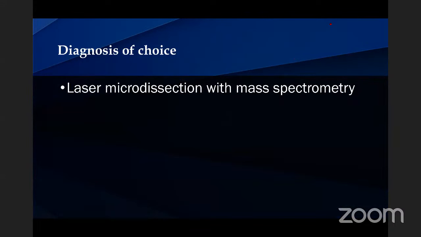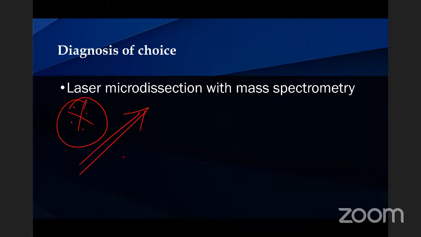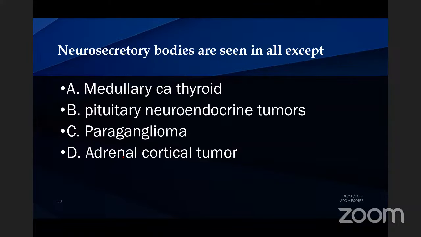Now what is the diagnosis of choice? This is very, very important. It was again a question which came in your INICET super speciality exam, and you should always know this. This is the recent thing. So diagnosis of choice of amyloid in today's time is laser microdissection with mass spectrometry. That's the diagnosis of choice of amyloid, and this was the option that came in your INICET super speciality exam. So please know this. Okay, so let's come to the next question.